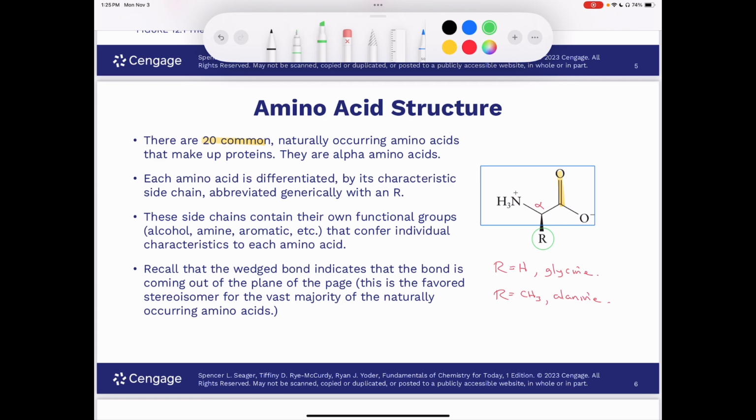And you want to remember that when we see a wedge like the one that is shown right here, remember this dark black triangle here, this long drawn out triangle, if you will, that is a wedge. And that wedged bond indicates that the bond is coming out of the plane of the screen or the page from you. And this is the favored stereoisomer for the vast majority of naturally occurring amino acids. So just remember, there are 20 common naturally occurring amino acids. Does that mean there are only 20 amino acids? Of course not. Okay, there are other amino acids. However, we're going to focus on the 20 common naturally occurring amino acids.